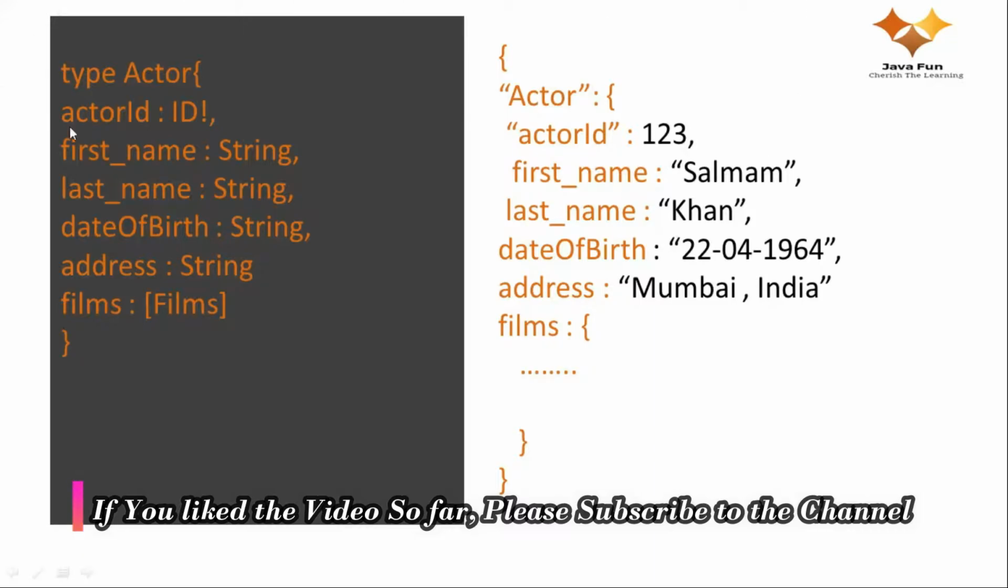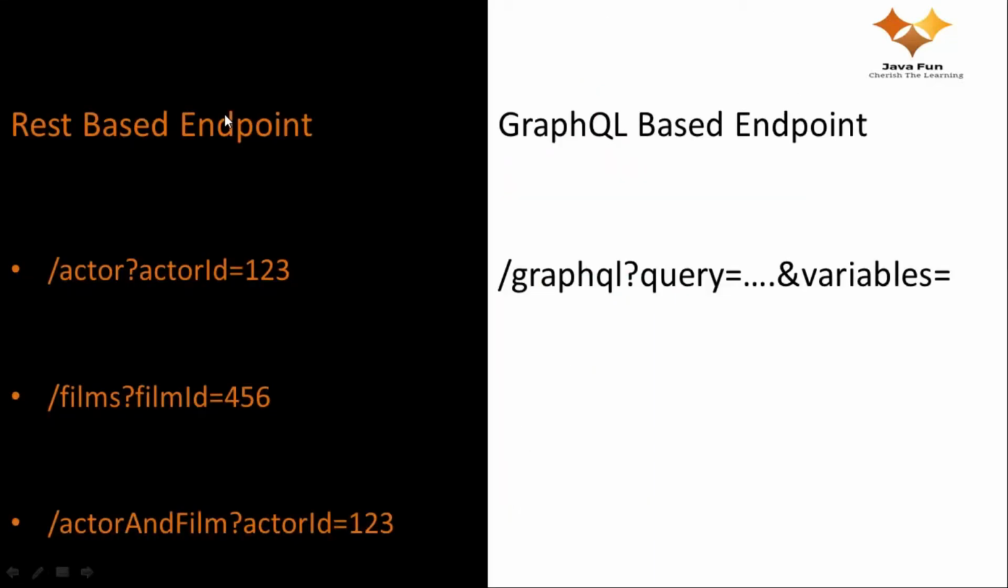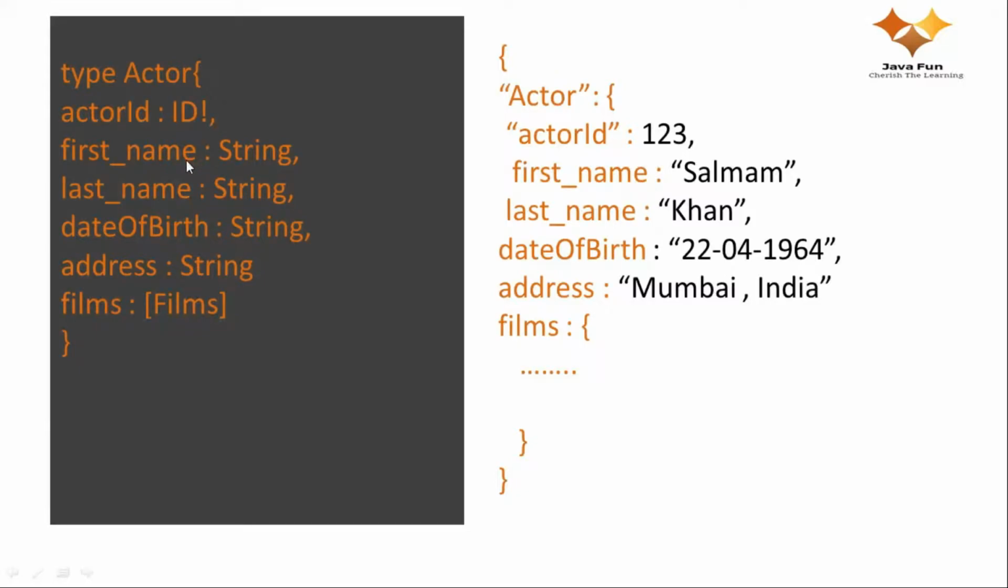That is specified by the ID type. Then your first name and last name are strings, and date of birth is again a string. There is no date scalar type in GraphQL, so the date will be represented in its string format. And then your address is again a string.